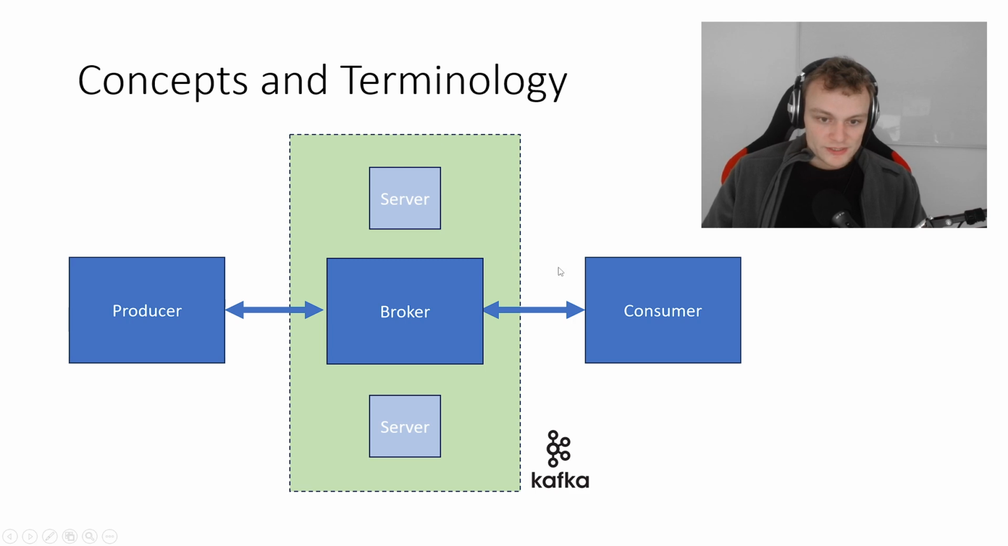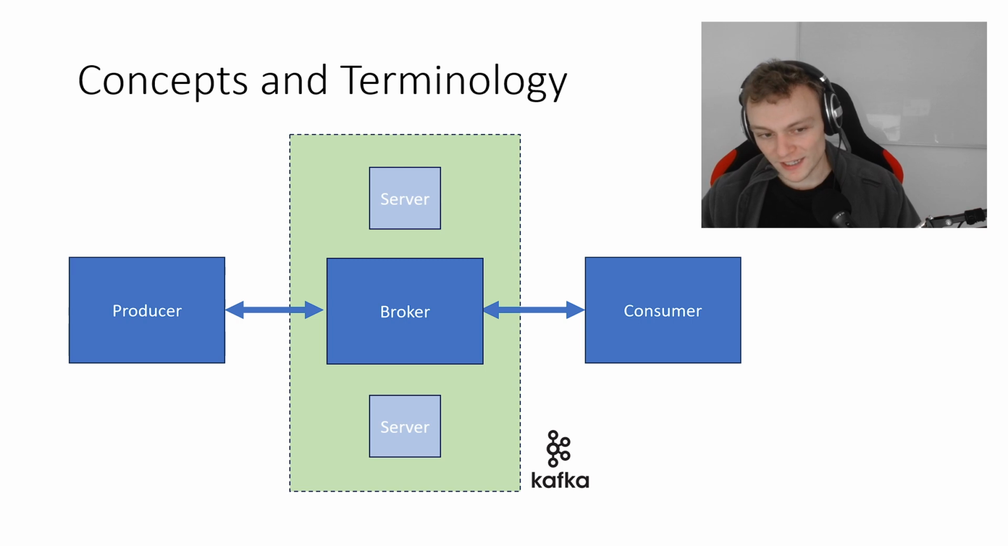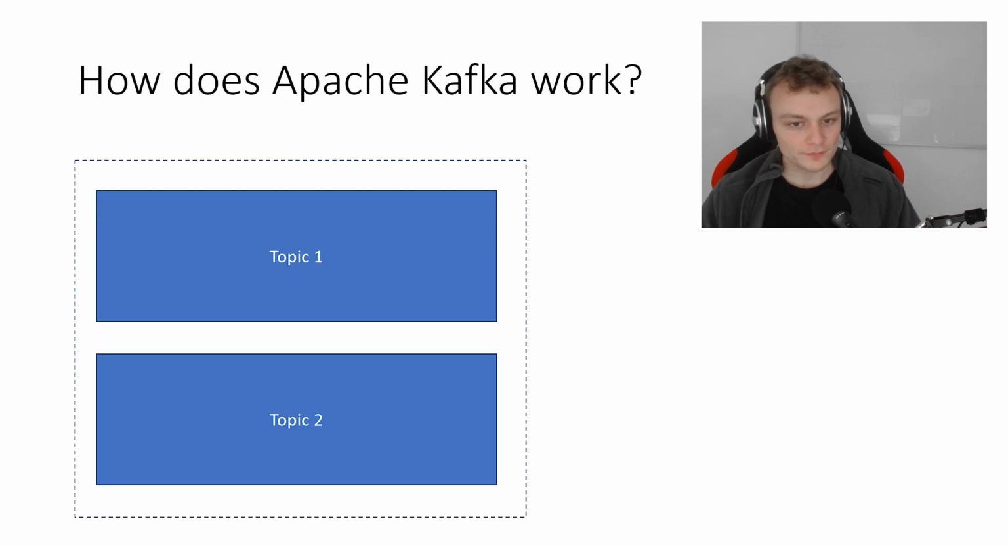And services that retrieve information from the cupboard, from the broker, are consumers. And these brokers run on different servers, and you can have multiple brokers or just one. It does not really matter. Also, you can have unlimited producers and unlimited consumers. Now, how does such a broker work?